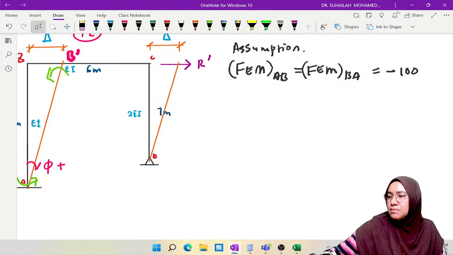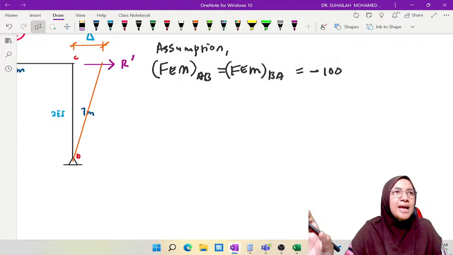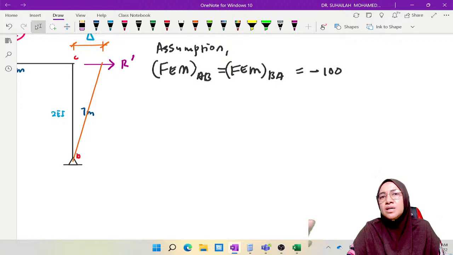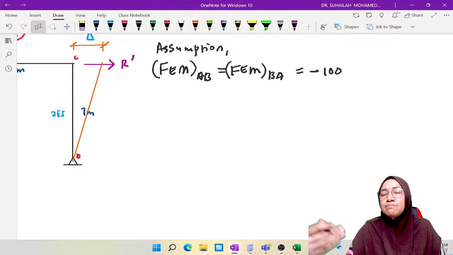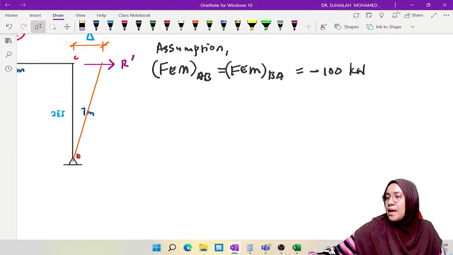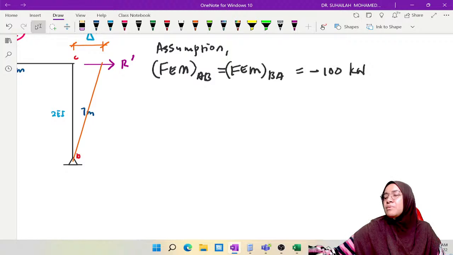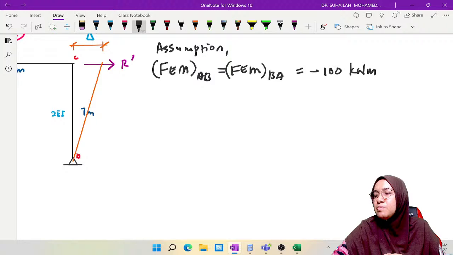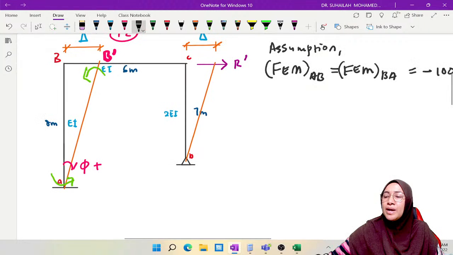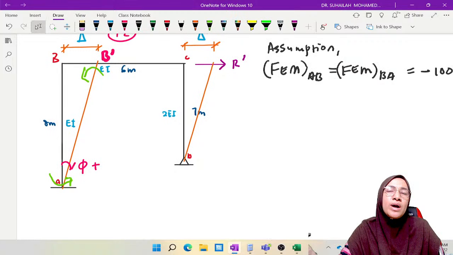Okay, this is FEM AB, FEM BA, because of the condition: D is fixed, A is fixed, B is a rigid joint. When we apply FEM, of course, we can assume both ends are fixed. In kilonewton meter for the moment unit, it is negative 100. When this is the case, we cannot put 100 as FEM.